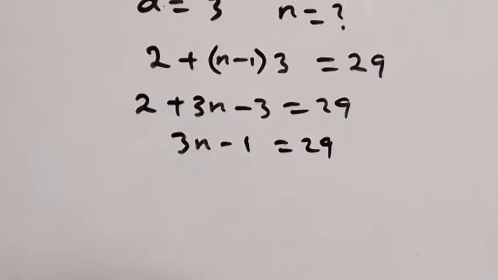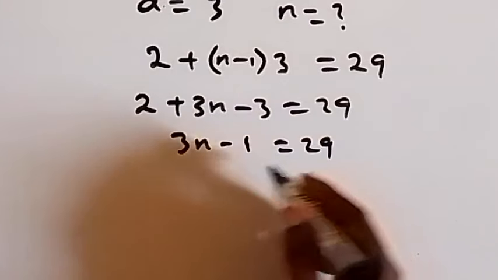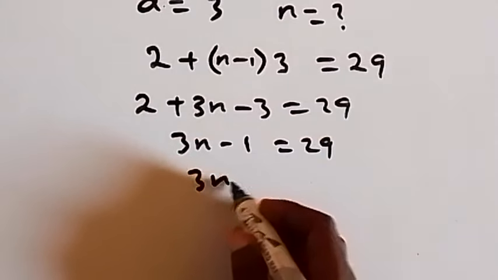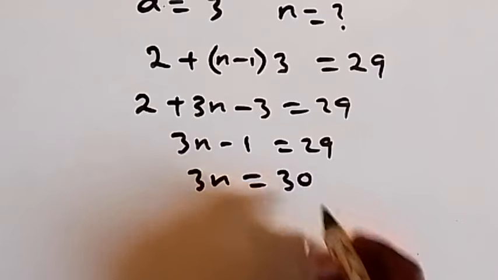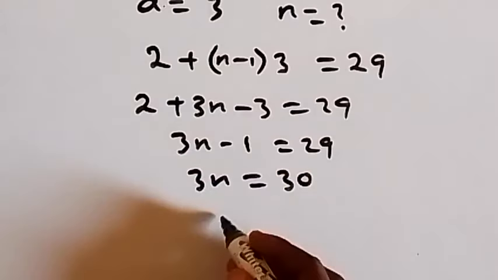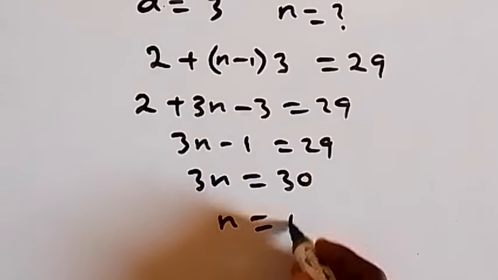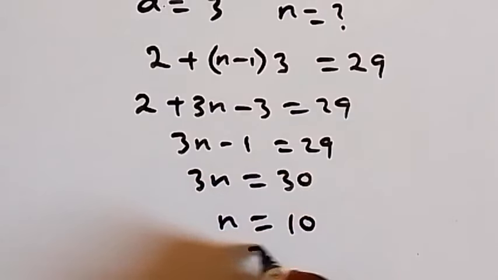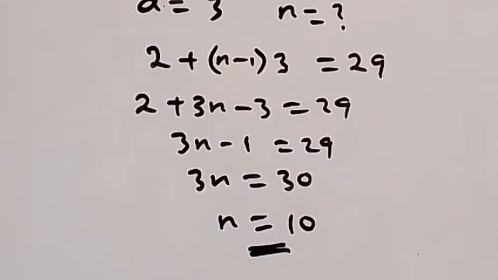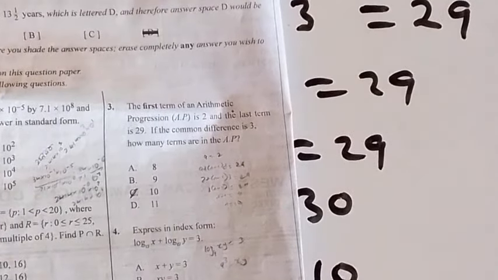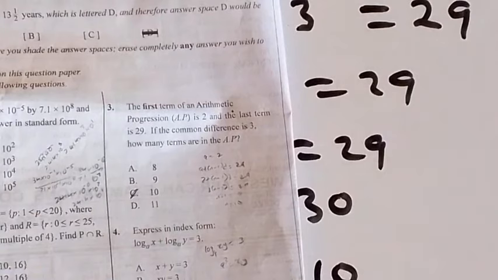From here, you take minus 1 to the other side, so that will be plus. That's 3n equals 30. When you divide both sides by 3, n will be equal to 10. So the number of terms in this AP is 10. When you look at the options, we discover that it's option C. So we have option C correct.